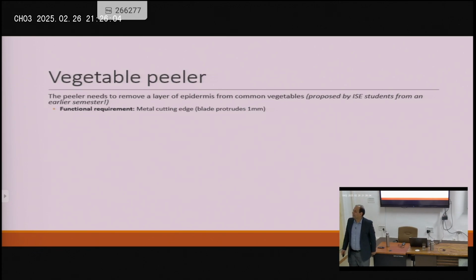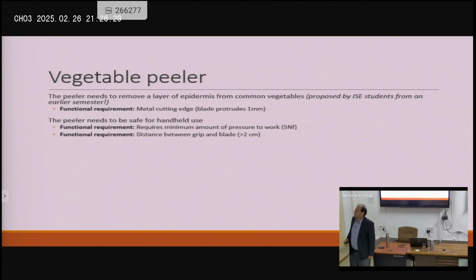Yeah. So then you have a functional requirement, which is metal cutting edge protrudes about 1 millimeter. People say less than that. For most vegetables, you will still not get the entire skin. For some, you might get too much. So safe for handheld use. So we can say it requires minimum amount of pressure to work. So we can have a functional requirement that the pressure required is above a certain amount of force, right?